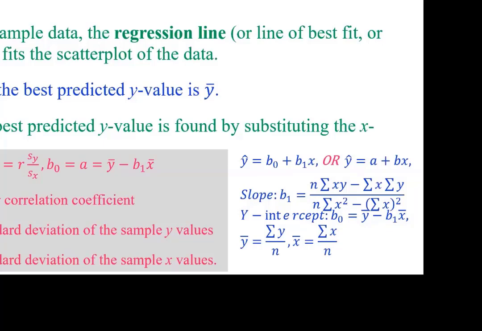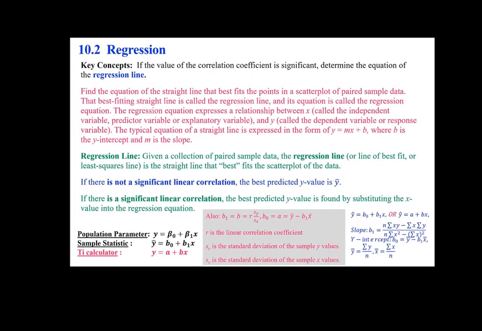So slope, or b1, you see a formula for that: n summation of xy minus summation of x times summation of y over n summation of x squared minus summation of x quantity squared. Again, a pretty involved formula. What about the y-intercept, or b sub 0? We can say y bar minus b1 x bar. Here r is the linear correlation coefficient, s sub y is the standard deviation of the sample y values, and s sub x is the standard deviation of the sample x values.